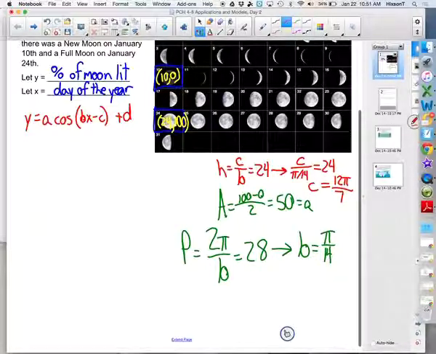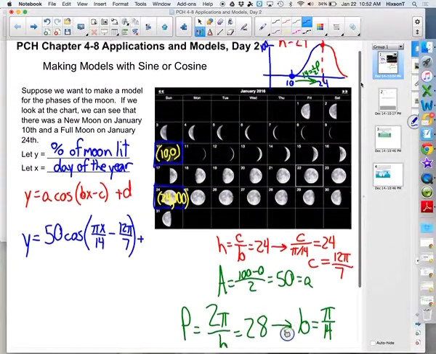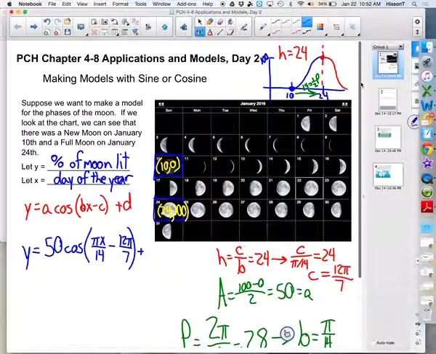Okay, so check this out. We have almost our entire answer now. We have y equal to a, which is 50, cosine of bx, so pi x over 14 minus c. C is 12 pi over 7. All we need now is the plus d. Can you just plug in 2 points? You could, but it's actually easier than that. How do we find d?